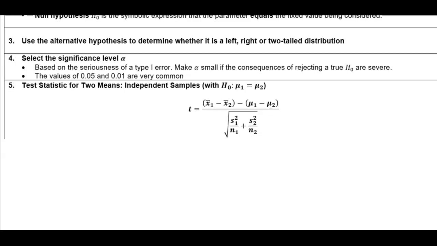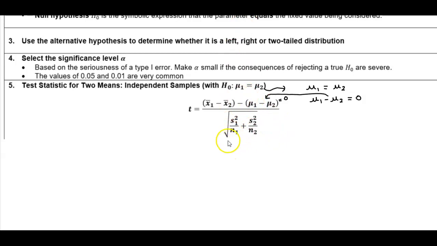Now, when we take a look at this, the null hypothesis says population mean 1 is equal to population mean 2. If we wanted to set this equal to 0, we would subtract population mean 2 from the left side. So population mean 1 minus population mean 2 is then going to equal 0. Therefore, this is going to equal 0 when we're solving our test statistic.